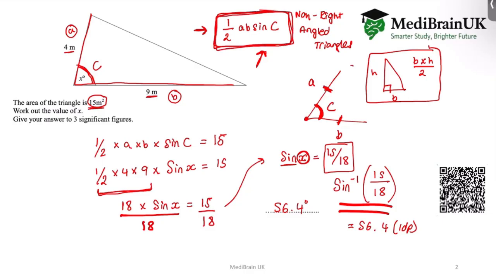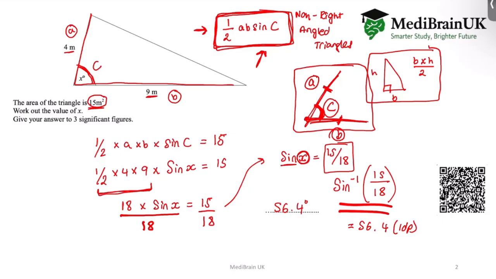If it's not a right angle triangle, then you're going to use this formula, half AB sine C. Okay, and you're going to spot this shape where you know two sides, these two sides, as you can see, and you know the angle in the middle, or you need to work out the angle in the middle. Okay, and if you can spot that shape, the two sides are going to be labeled as A and B, and the angle in the middle is going to be labeled as C.